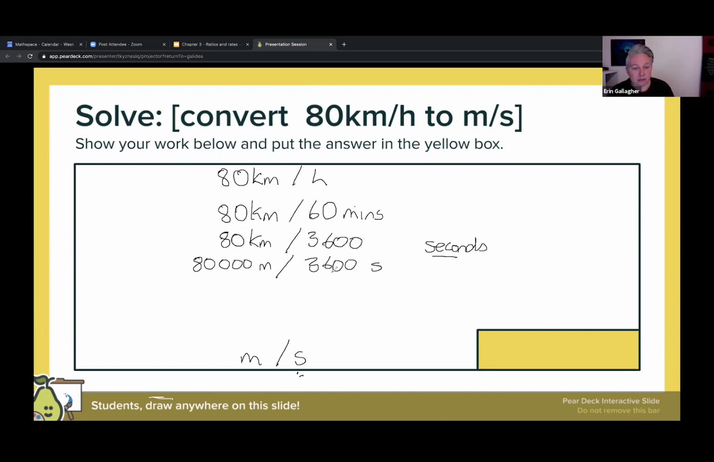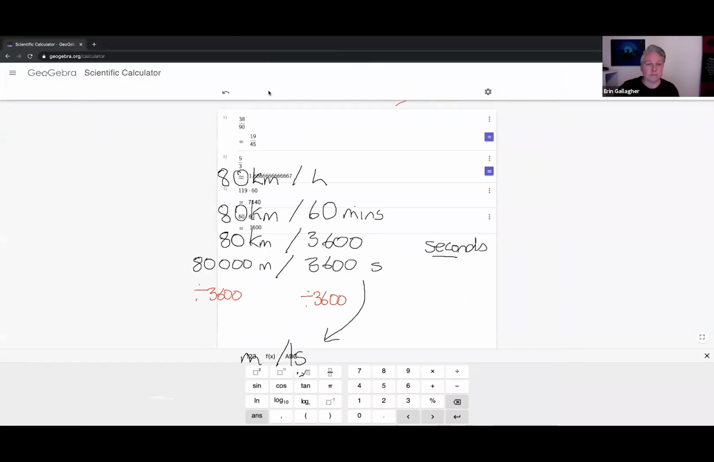Now I just need to get the 3,600 down to 1, because it's per 1 second. So the way I'm going to do that is divide both sides by 3,600. So I have to take my 80,000 and divide it by 3,600, because I have to proportion up or down by the same rate. I can't change the numbers. So when you do that on a calculator, 80,000 divided by 3,600 is 22.22.